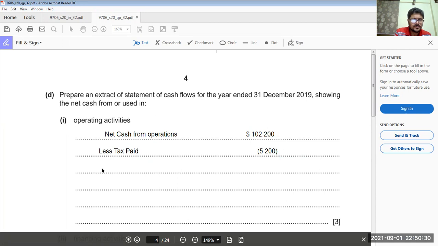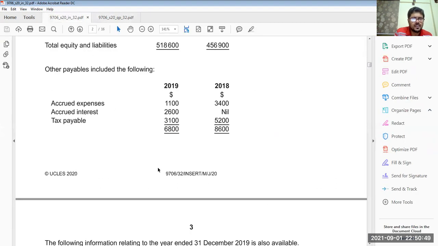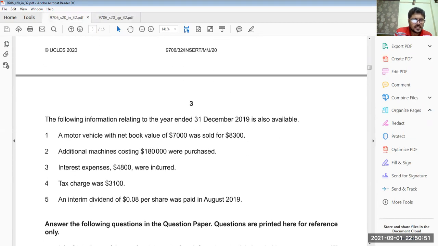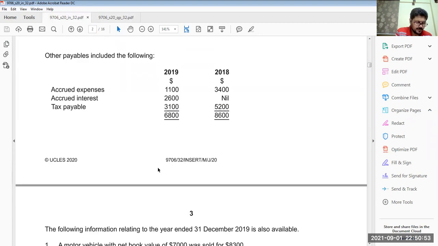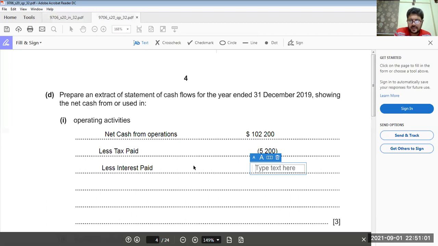Then less interest paid. Interest paid is how much? See in the insert. Insert will tell you how much. Interest is 4,800 and accrued is 2,600. It means we have paid only 2,200. So interest paid 2,200.